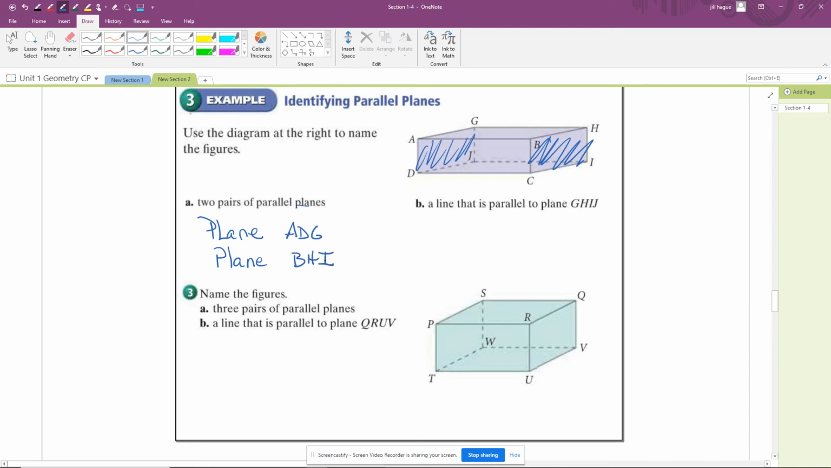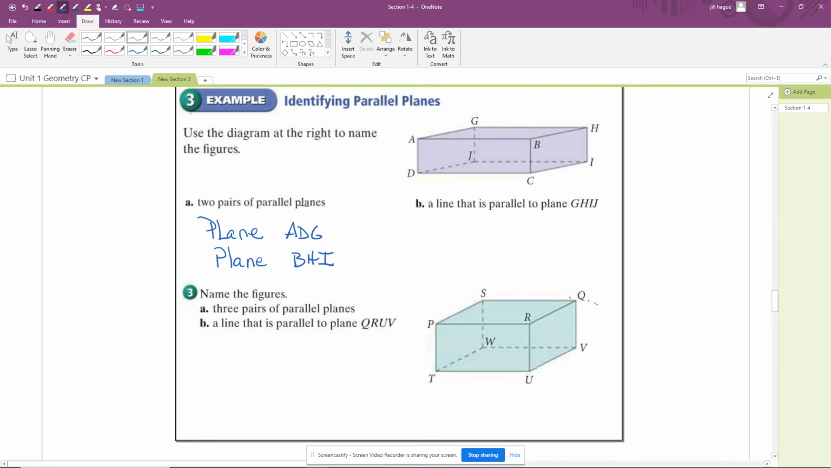Remember, you need 3 points for a plane. Okay? And people will use 4. All right, but the only ones you need are 3. It's not wrong to put 4 though. All right, so that is one pair of parallel planes. Another pair would be like the top and the bottom. Okay, AGH and DJI, something like that. All right, and then a line that is parallel to GHIJ.